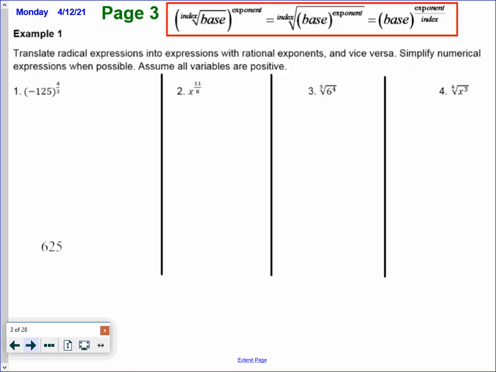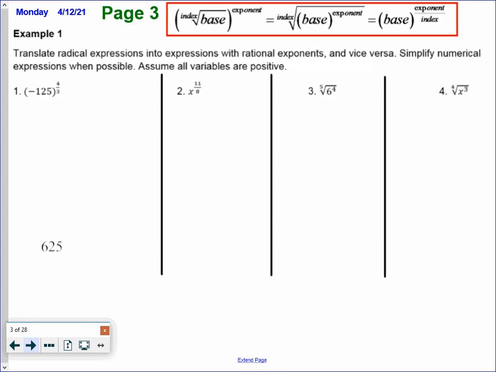So let's go on and do some examples. On example 1, problem 1, what we're told to do is translate radical expressions into expressions with rational exponents and vice versa. If you have a radical expression, we're going to make it a rational exponent. And if you have a rational exponent, we're going to change it into a radical expression. When we do that, we want to simplify it as much as we can.